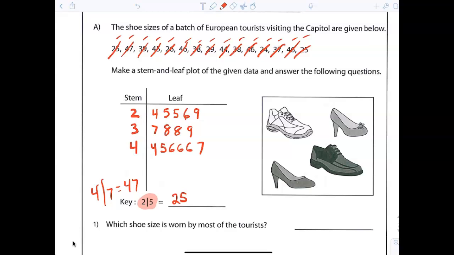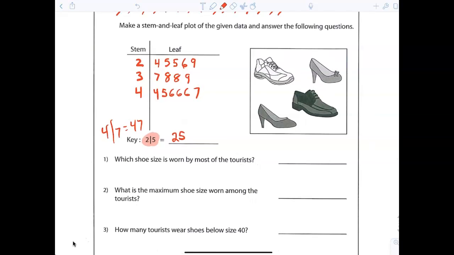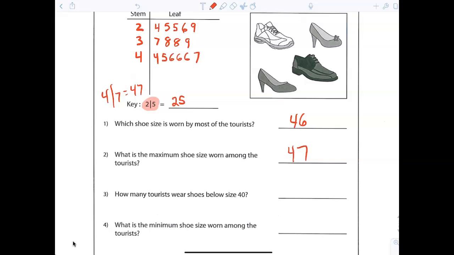I want to make sure we're good. Which shoe size is worn by most of the tourists? What would we say? 46. I think 46 is good. What is the maximum shoe size? 47. How many tourists wear shoes below size 40? Count them up: 1, 2, 3, 4, 5, 6, 7, 8, 9. Thank you for that. And what is the minimum shoe size worn? 24.